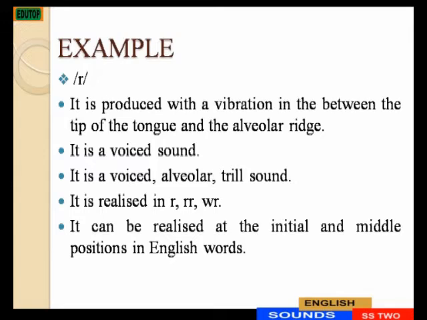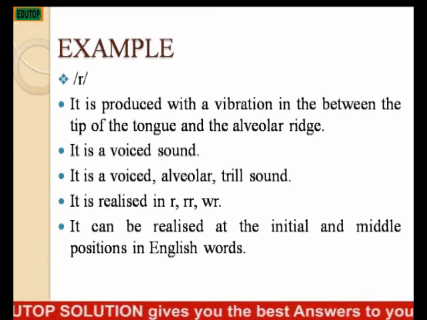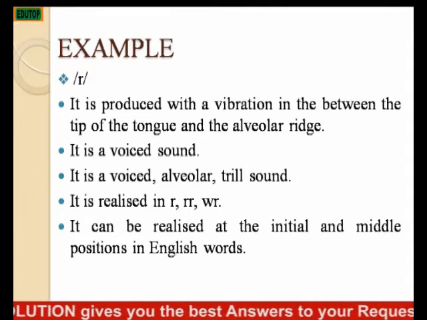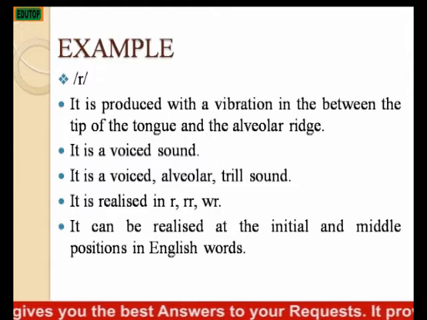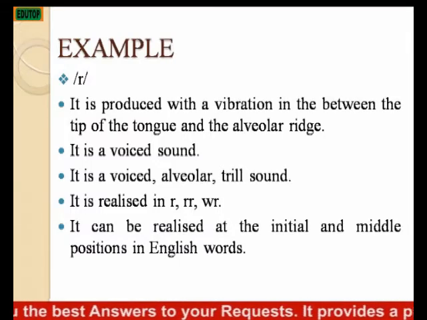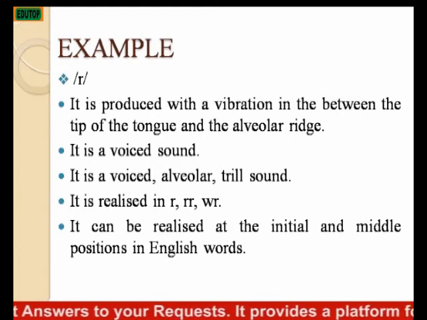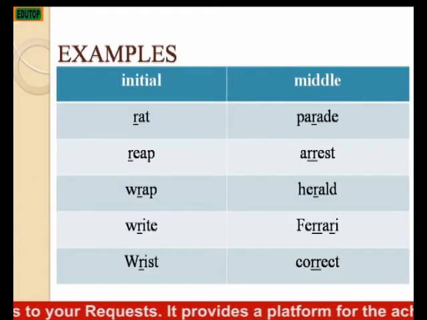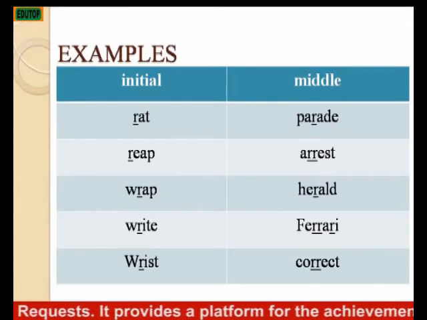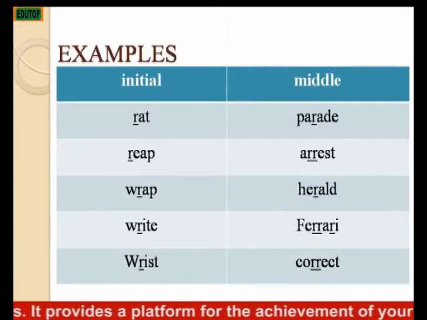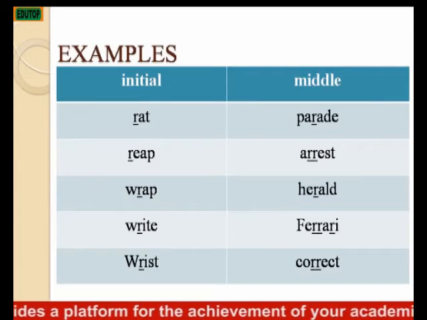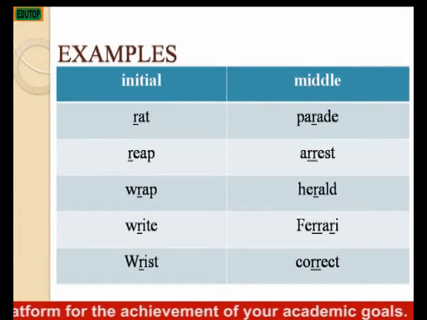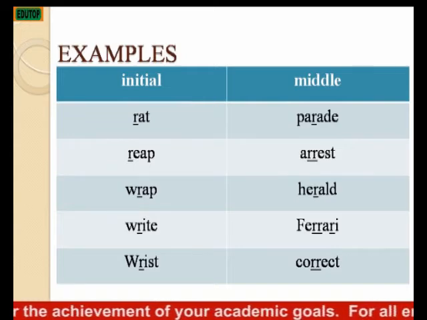The r sound is produced with a vibration between the tip of the tongue and the alveolar ridge. Therefore, it is a voiced alveolar trill sound. It is realized in R, double R, and WR. It can be realized at initial and middle positions of English words alone. Examples: rat, rip, rot, right, wrist. Middle: we can have parade, arrest, Gerald, herald, Ferrari, correct.